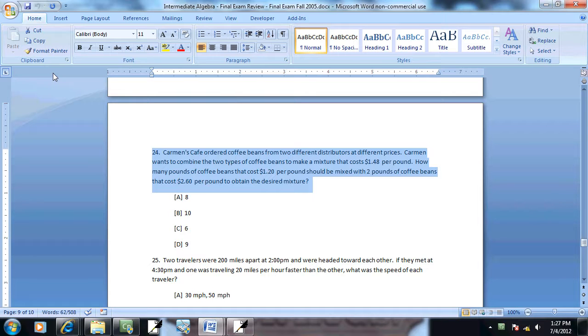It costs $1.48 per pound. How many pounds of coffee beans that cost $1.20 should be mixed with 2 pounds of coffee beans that cost $2.60 per pound to obtain desired mixture?